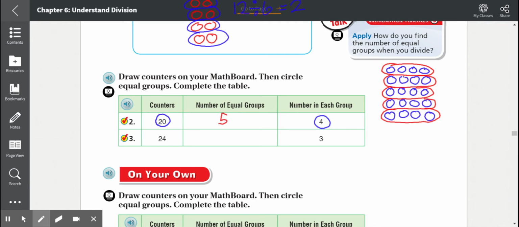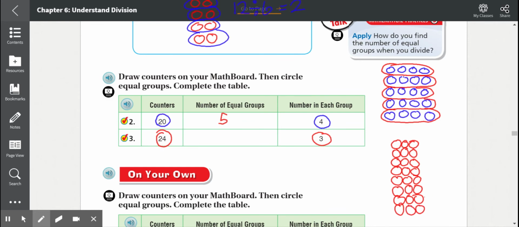Okay, let's do it again. Same thing, different numbers. Now we have 24 counters, and they need to be in groups of 3. So I'm going to start drawing groups of 3 until we get to 24. So that's 1, 2, 3, 4, 5, 6, 7, 8, 9, 10, 11, 12, 13, 14, 15, 16, 17, 18, 19, 20, 21, 22, 23, 24.